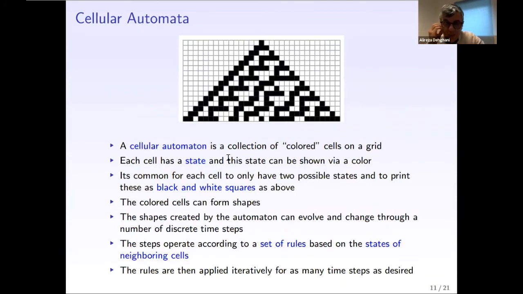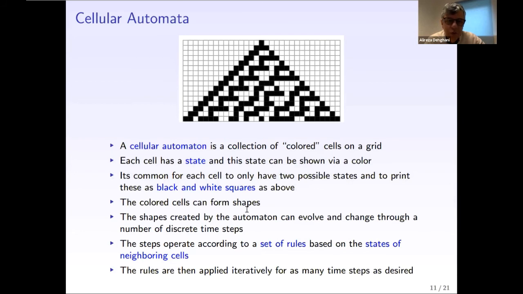Okay. The next topic is another kind of automata, which is called cellular automata. That's very interesting. A cellular automaton is a collection of colored cells. You have a grid of colored cells. Each cell has a state, and this state can be shown by a color. It's common for each cell to only have two possible states and to print this state in black and white. So each cell can have two states, and we can print it in black and white.